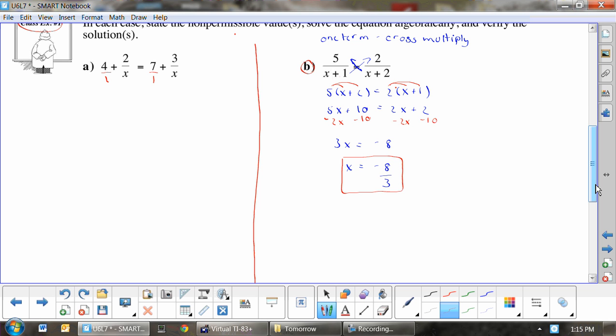I just did it because my personal preference is to try and keep this positive. But if you went the other way, you'd get negative 3x is equal to positive 8, so you'd get the same thing.